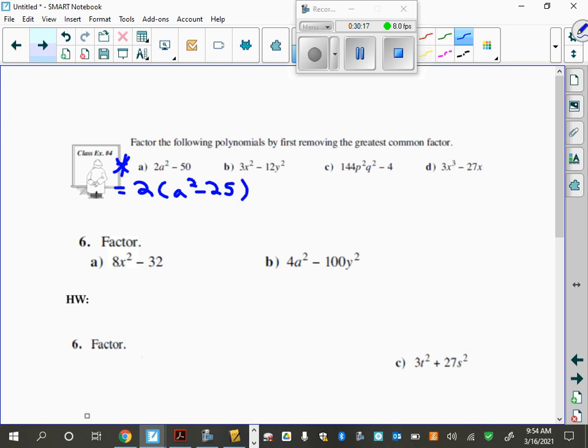A squared subtract 25. So that's the GCF part. And then go ahead and do the difference of squares part for me, please. So now, square root, one addition, one subtraction sign. And you get a subtract 5 times a plus 5. Run out of time here. Let's do 2 more for you.